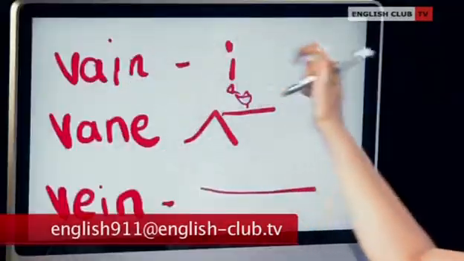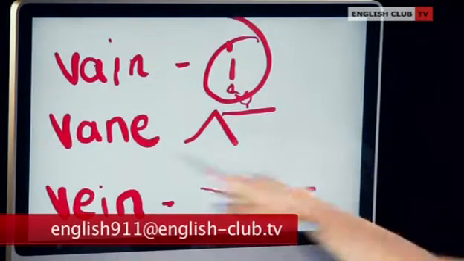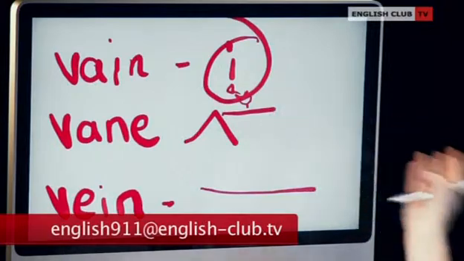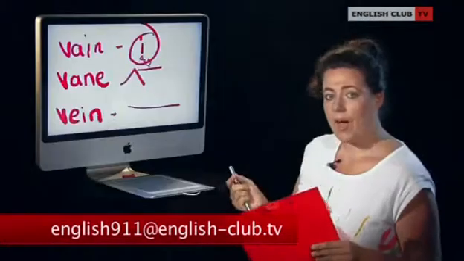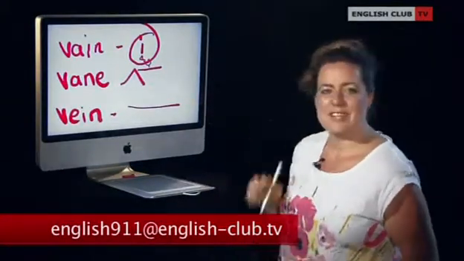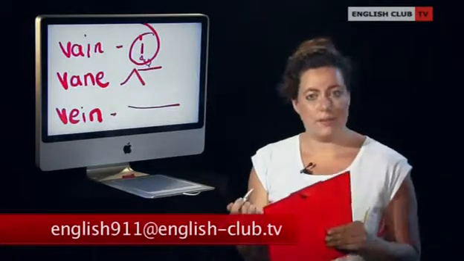So here we have vain, thinking about I, you only think about yourself. Vane is something that can be moved by something else, like gas, liquid, or wind. And vein is a narrow thread of something, be it thought, blood, a road going through something. So hopefully that's all clear. And now let's go on to our last question, which is from Kolya.